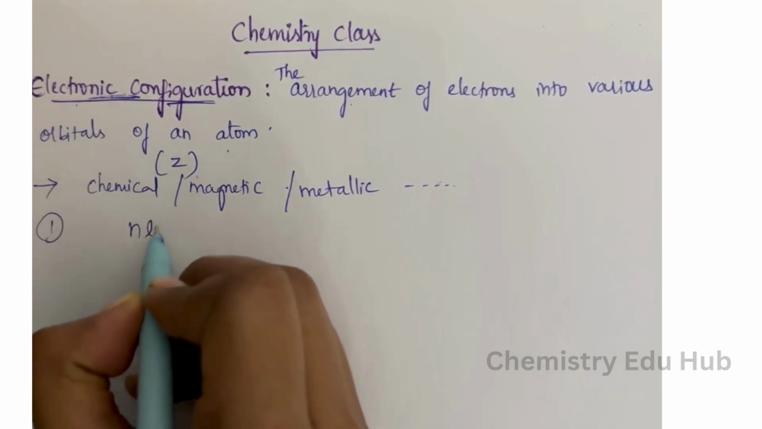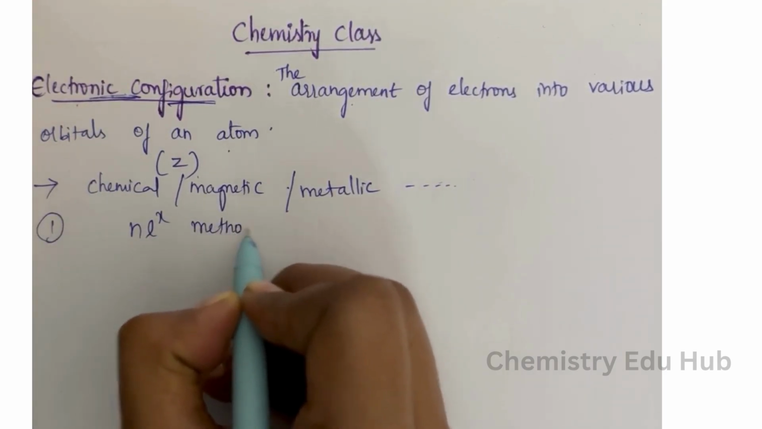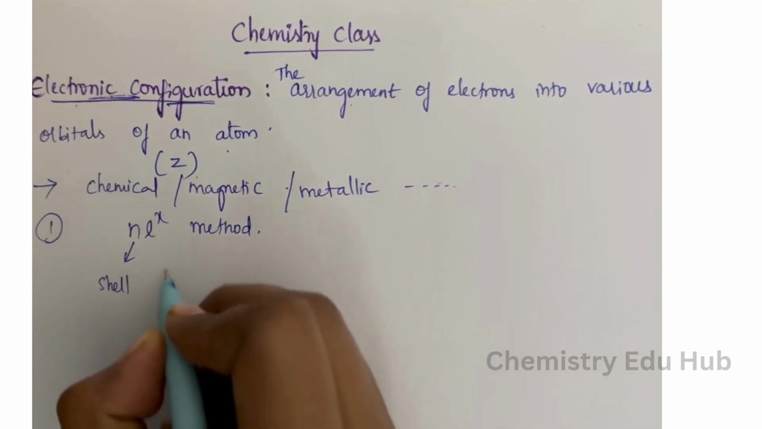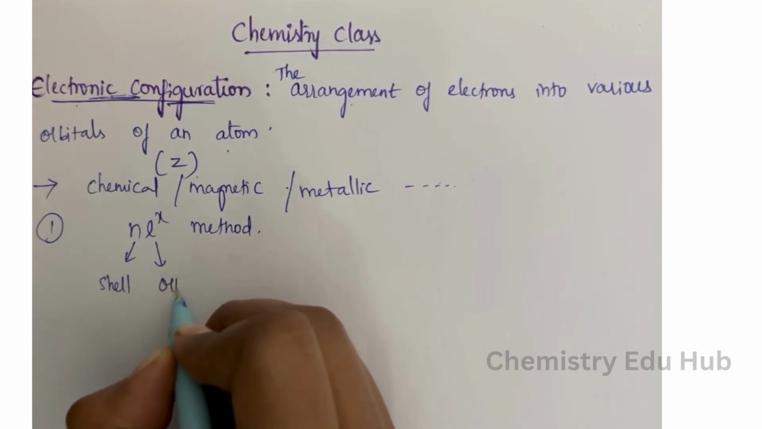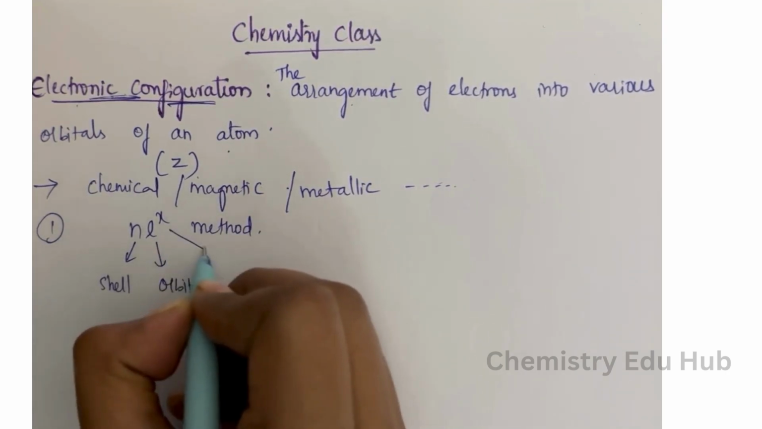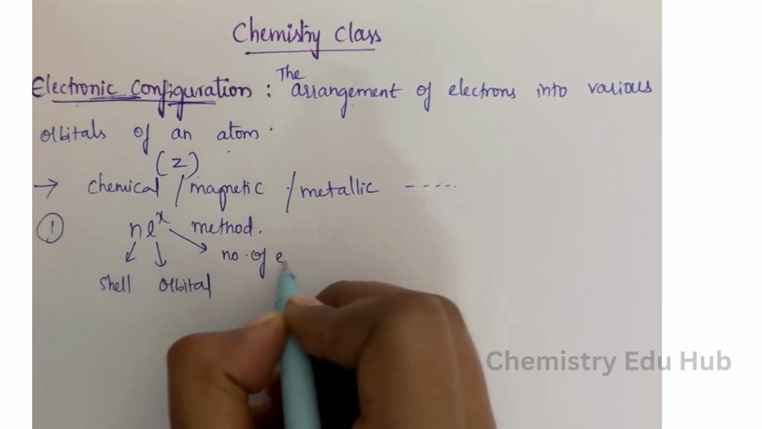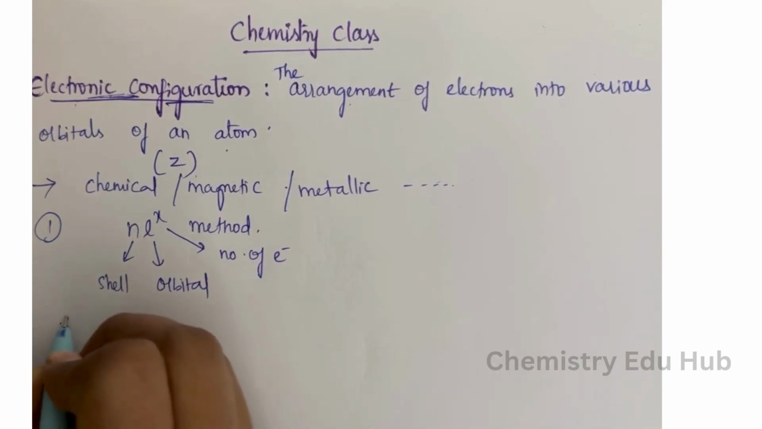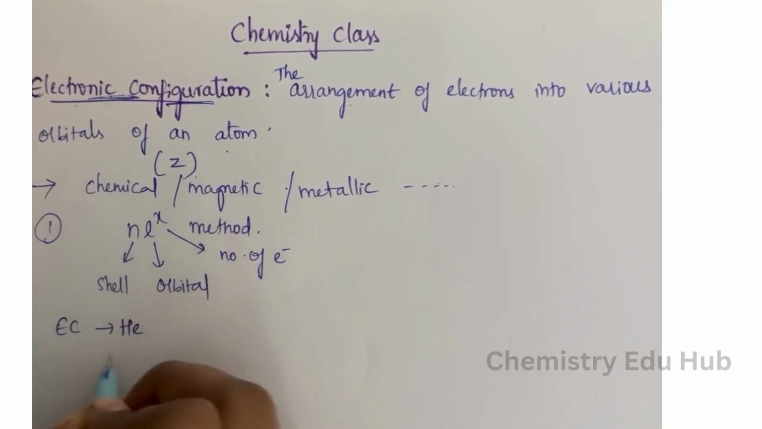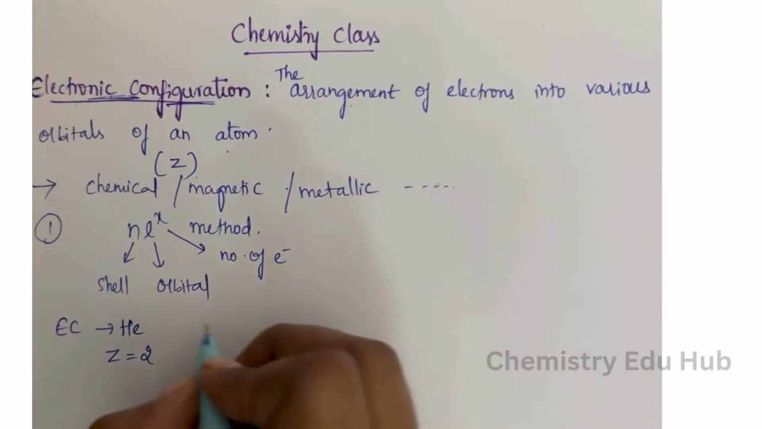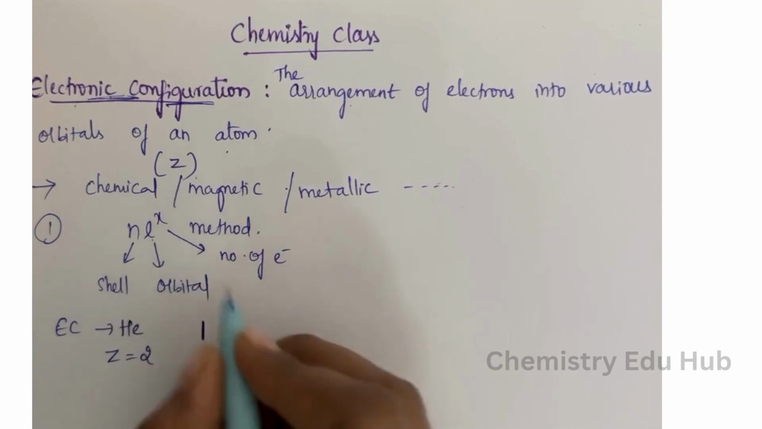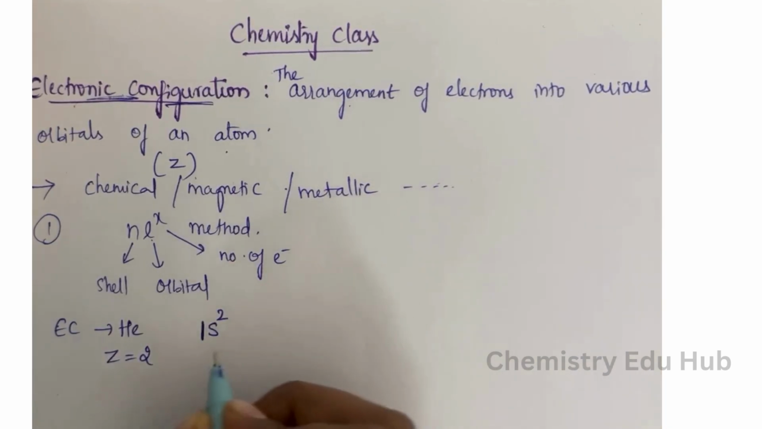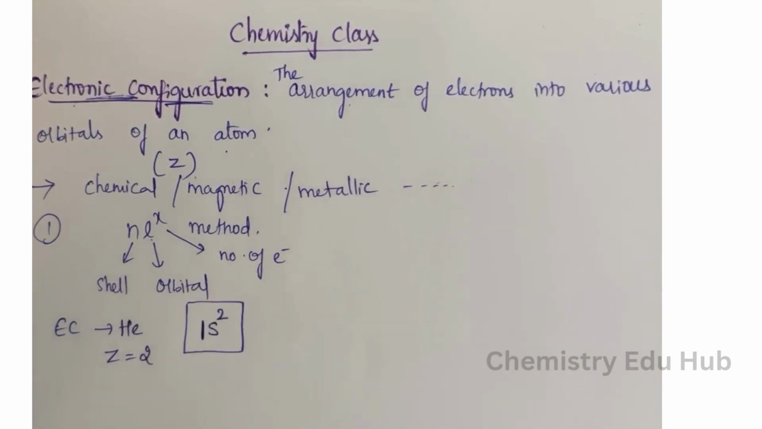First is the nlx method. What is the nlx method? n indicates the shell number or the orbit number, l indicates the orbital or subshell, and x indicates the number of electrons. Suppose you want to write the electronic configuration of helium, atomic number is 2. So we write first shell, in that s subshell, and we need to fill 2 electrons into it. So this is the nlx method of representation.